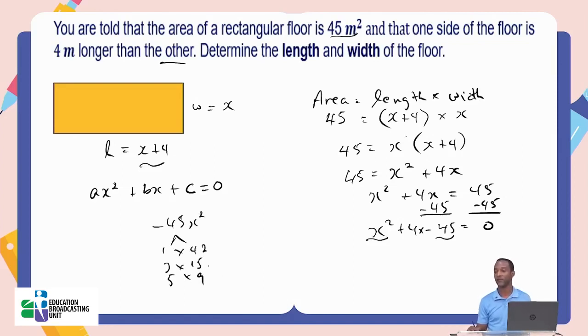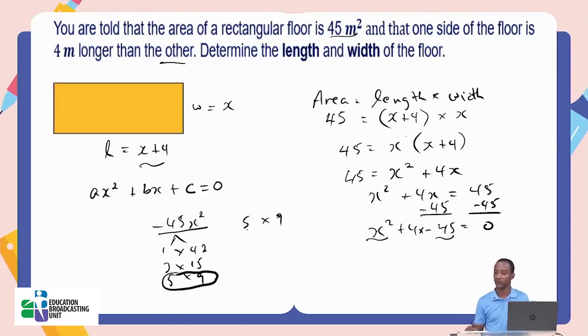But we want the pair of factors that when added or subtracted will give us the middle term, which is the 4x. Now recall that this is actually negative 45x squared. And so one of the terms has to be positive while the other must be negative, in order for us to get a negative 45x squared. Of course, this will be the pair that we're looking for, the 5 and the 9, because 5 times 9 gives us 45.